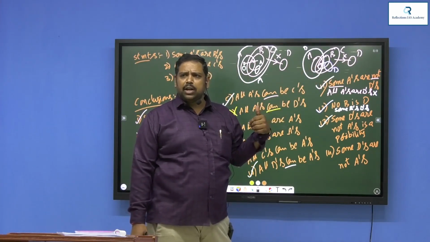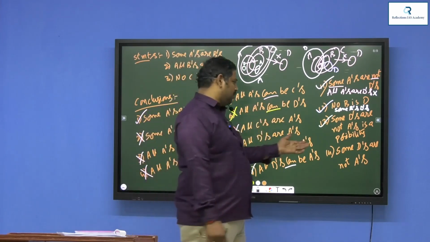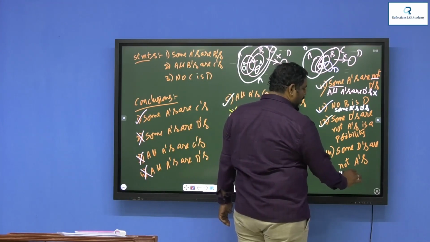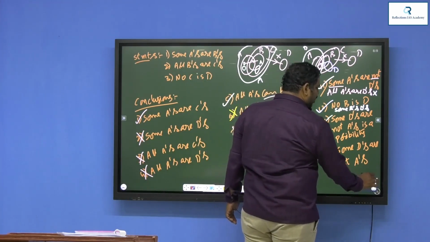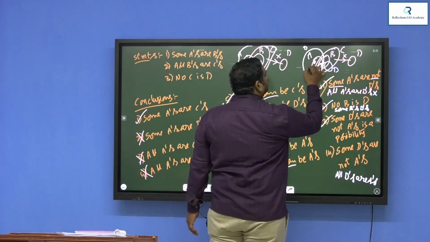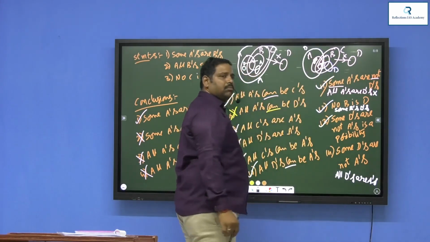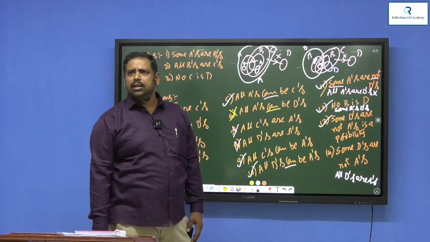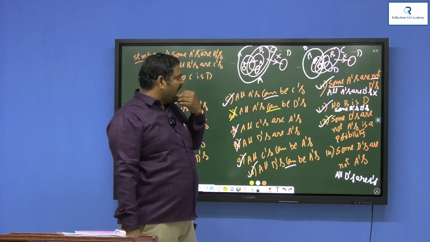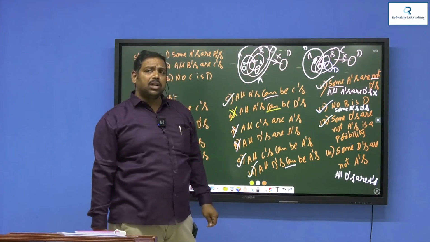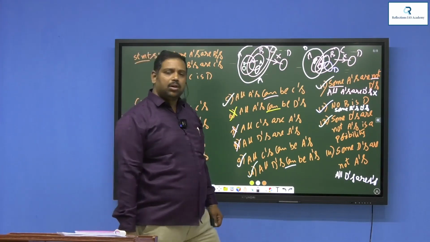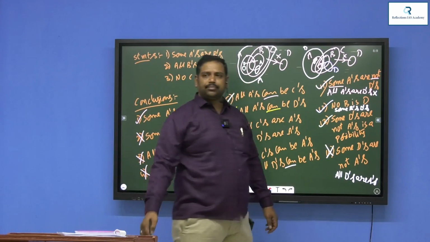If it is correct, what should I do? Negation. What's the negation of some not? All. All D's are yes. If all D's are yes, the D I can place like this. D should not have a relation with C. Yes, I have placed it like that only. Now tell me, which is possible? The conclusion or the negation? Negation is possible. Means conclusion is wrong.